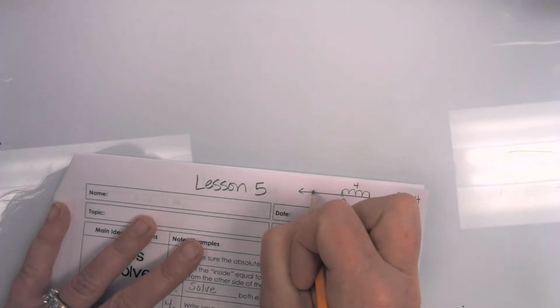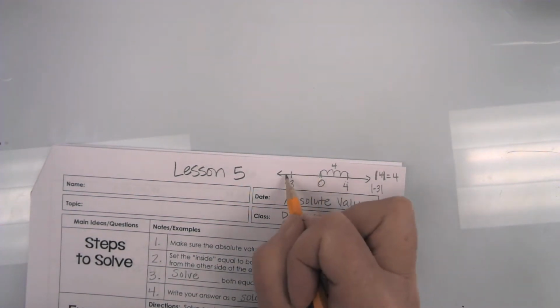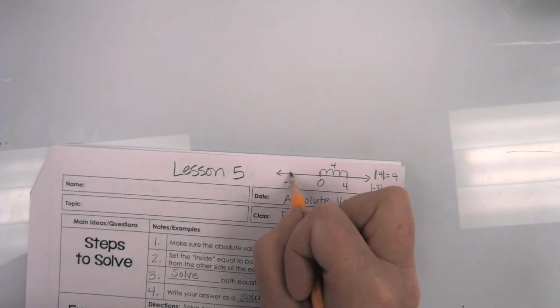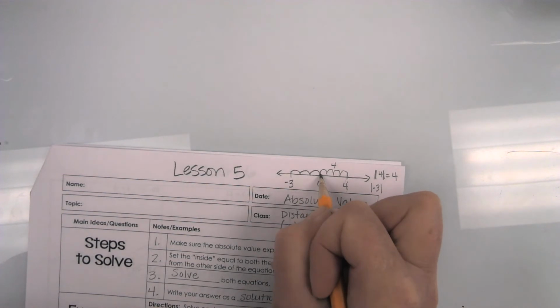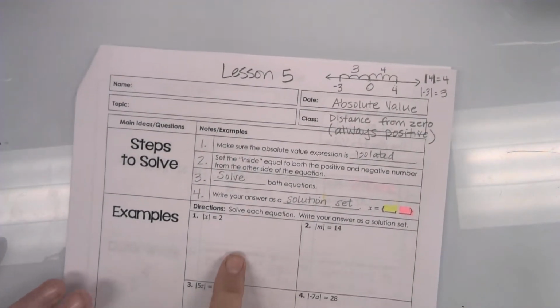Now what if I have -3? What if I wanted to know the absolute value of -3? Well, what that means is I want to know the distance from -3 to 0. How many steps will I take? Now remember, steps always have to be positive. So let's look at what we have: 1, 2, 3. It took 3 steps. So the absolute value of -3 is a positive 3, because it's 3 steps away from 0.